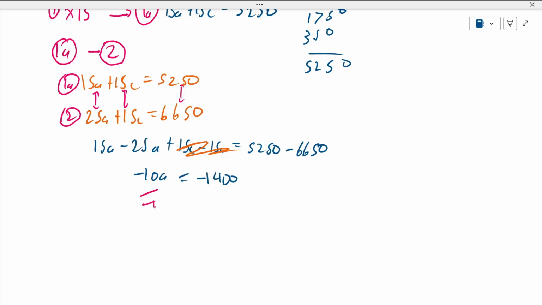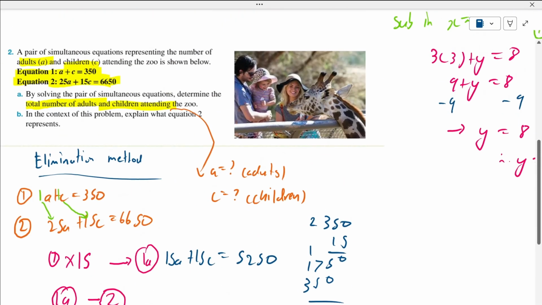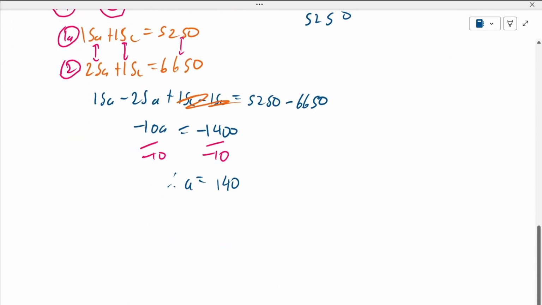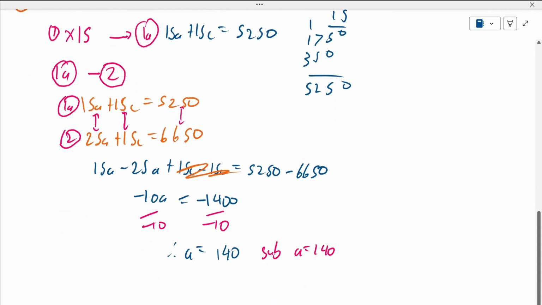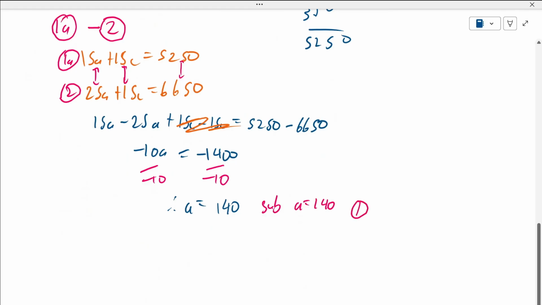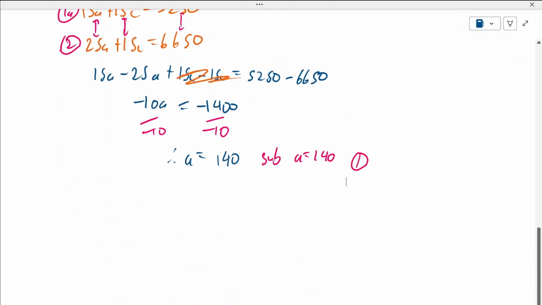Now I can just divide by negative 10 on both sides. So the number of adults is going to be 140. Awesome, so now we've found the number of adults. Now we need to find the number of children. So pretty self-explanatory here. We want to sub A equals 140 into one of the equations. Let's sub it into equation 1 because that's the easiest, there's not too many numbers in the coefficients. So A plus C equals 350.